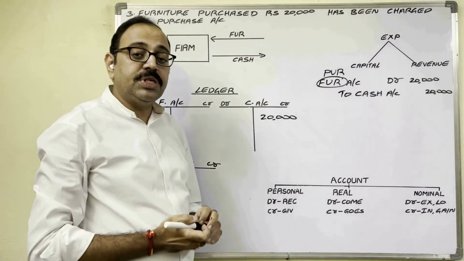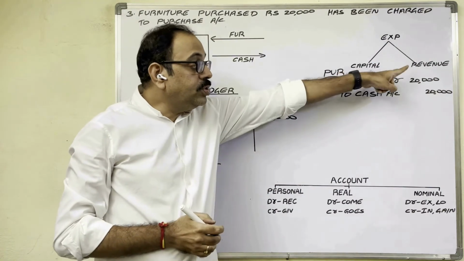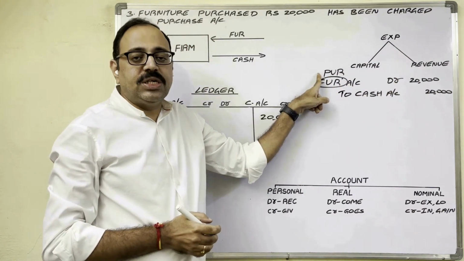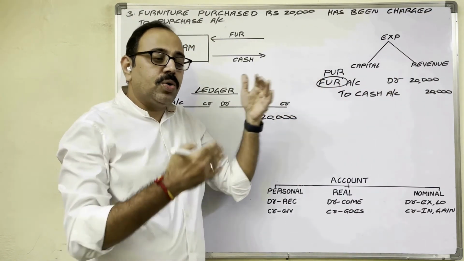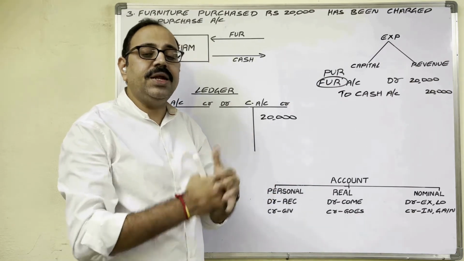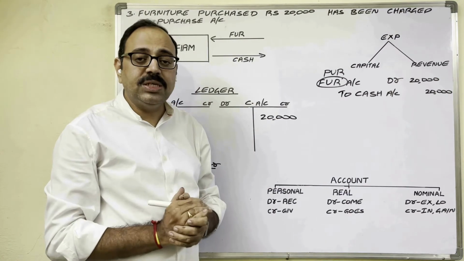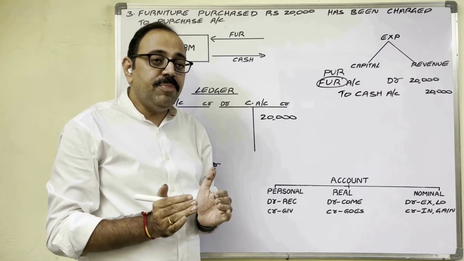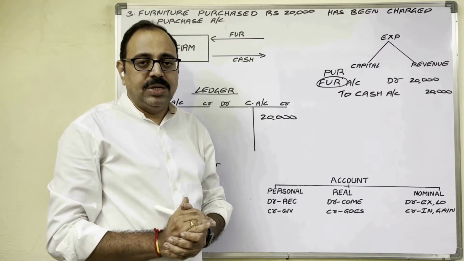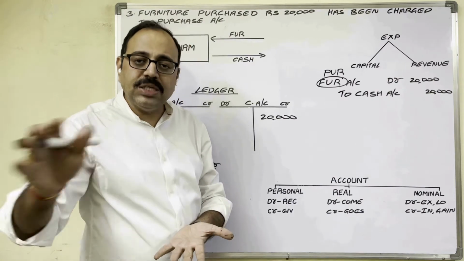When should we debit the purchases account? When goods are purchased, we should debit the purchases account, because goods purchase is a recurring transaction. Again and again we buy goods. Goods means the articles which are meant for sale purpose, so we are going to sell these goods to customers.